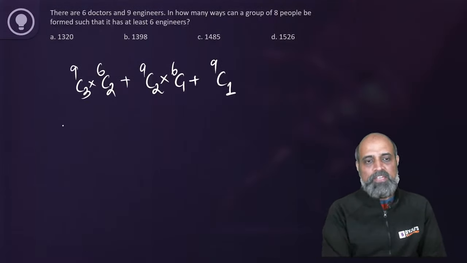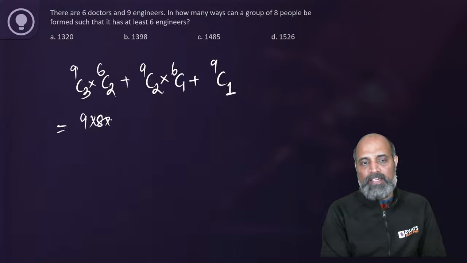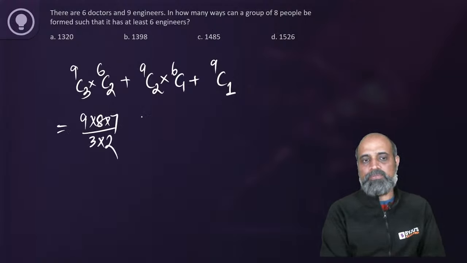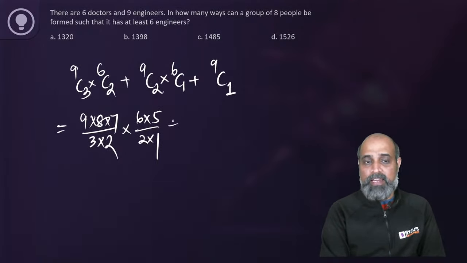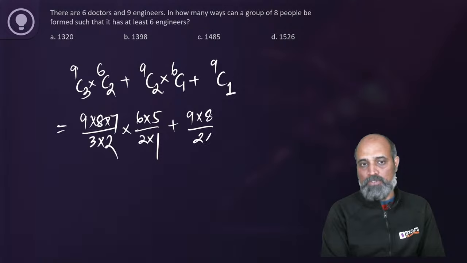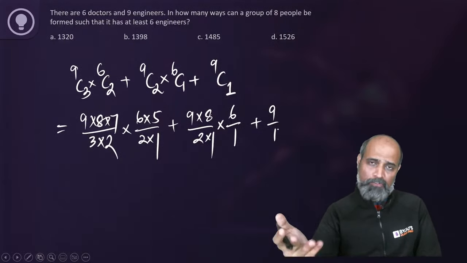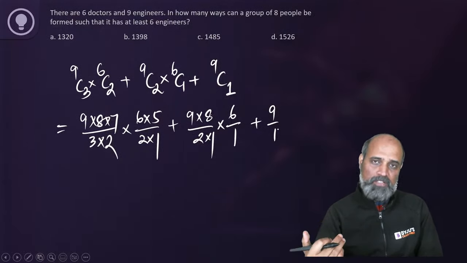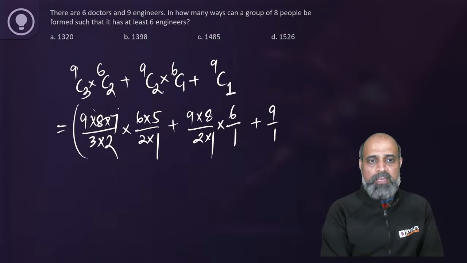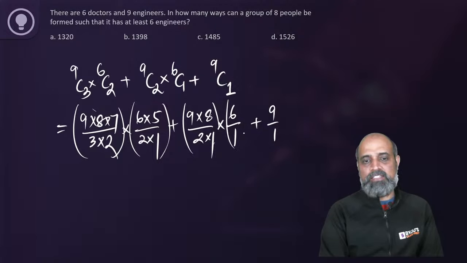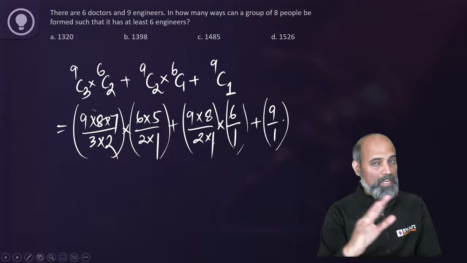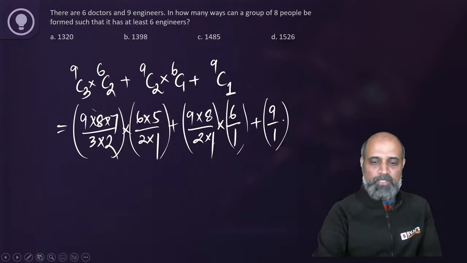Okay. 9C3 is 9 into 8 into 7 by 3 into 2. 6C2 is 6 into 5 by 2 into 1. 9C2 is 9 into 8 by 2 into 1. And 6C1 is 6 by 1. And 9C1 is 9 by 1. I hope everybody knows how to convert NCR into corresponding values. Now looking at the options, all the values, their last digits are different. So I'm not going to calculate all. Last digit dekhunga bas main.